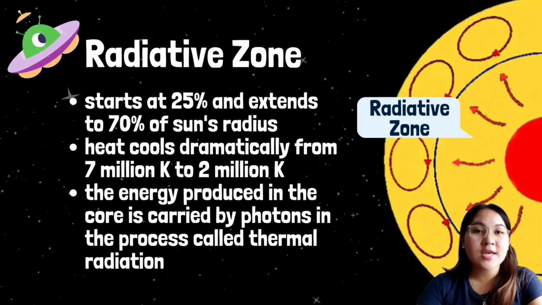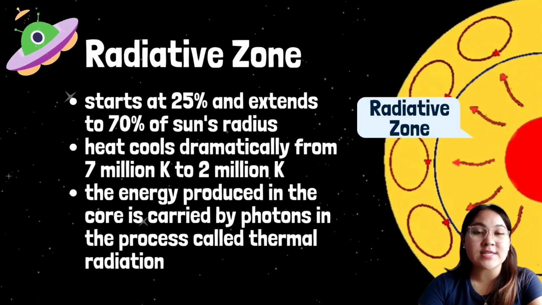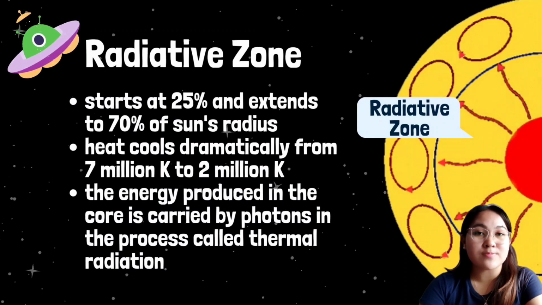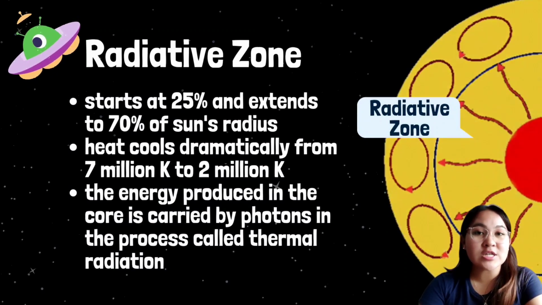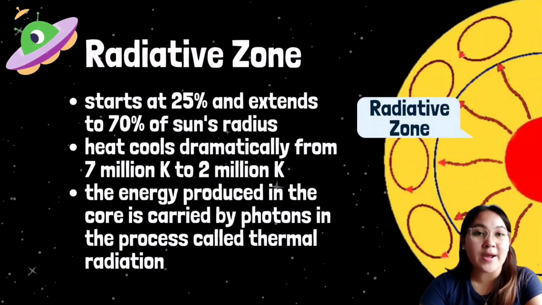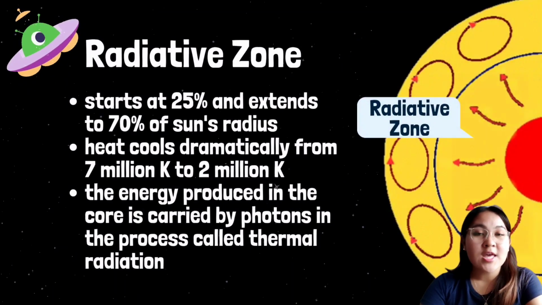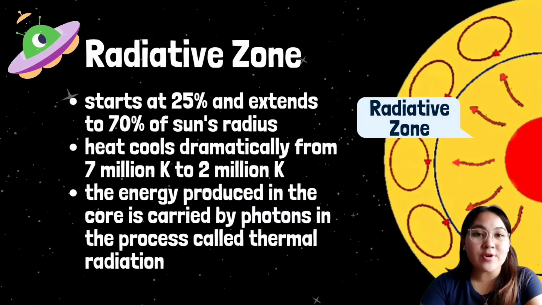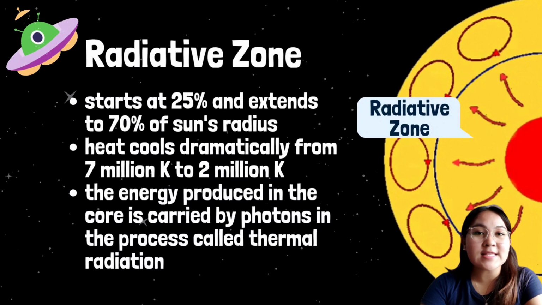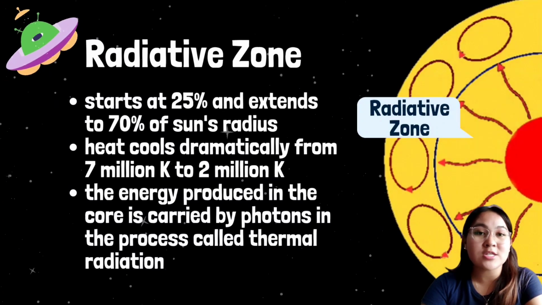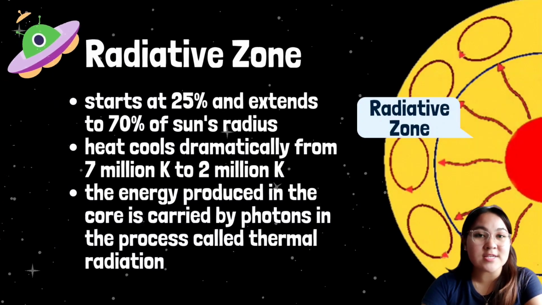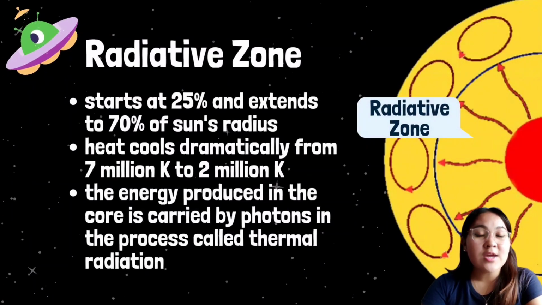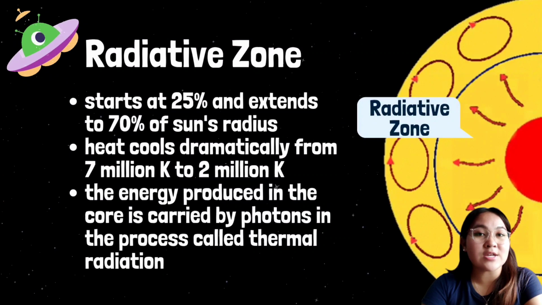Above the core is the radiative zone, extending outside of the Sun's core up to 70% of the Sun's radius. In the image, it is the part where you can see the arrows. The radiative zone is the site where energy transport occurs. This energy is carried by photons in a process called thermal radiation. This zone can be characterized as the place where the photons bounce around, facilitating the ability for energy to be transported to the outer surface of the Sun. The temperature at the radiative zone ranges from 2 to 7 million Kelvin.